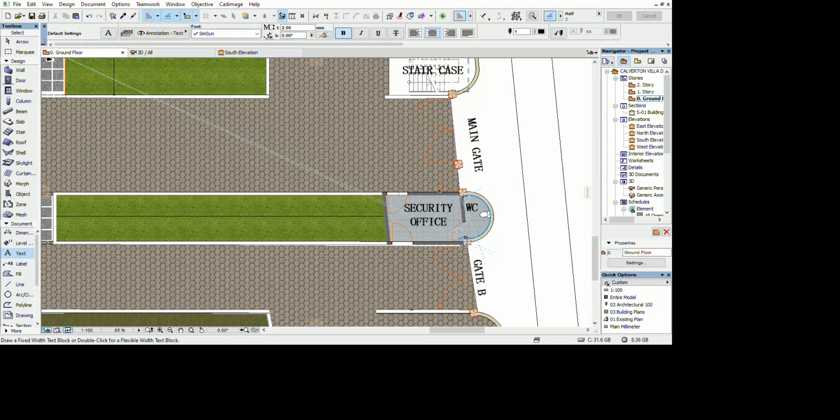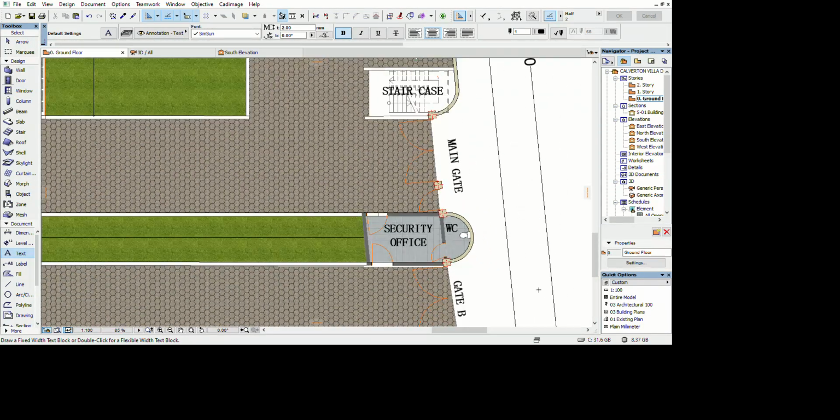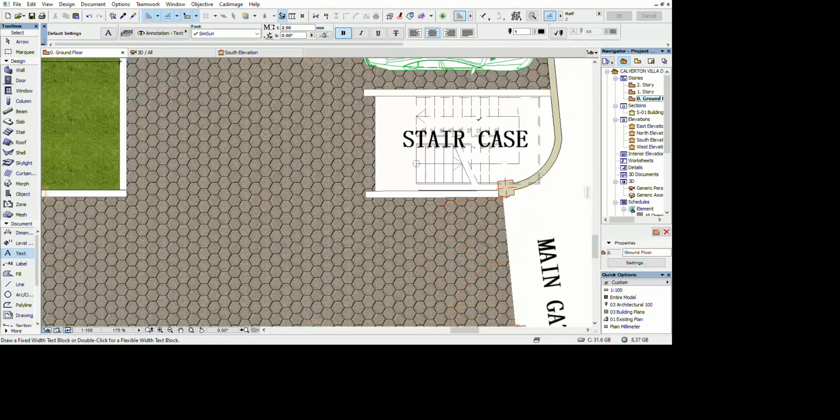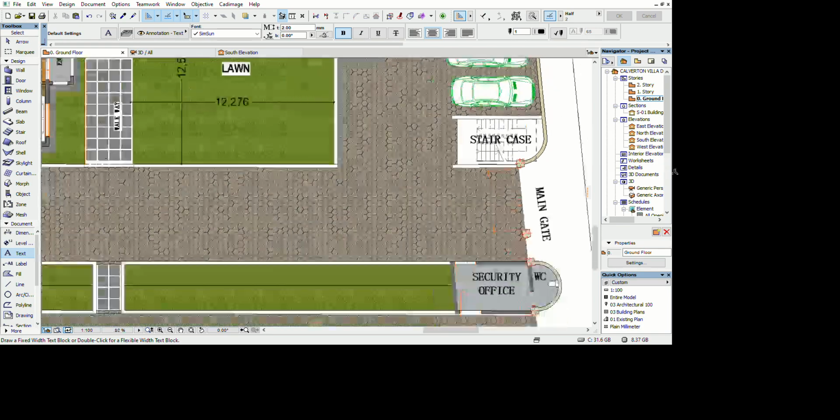So this is the security office, and the security officers are able to access the upper rooms, the restroom, using this staircase that is here. Yes, the staircase is outside for easy movement, and this same staircase also helps us to access the watchtower that's above there.